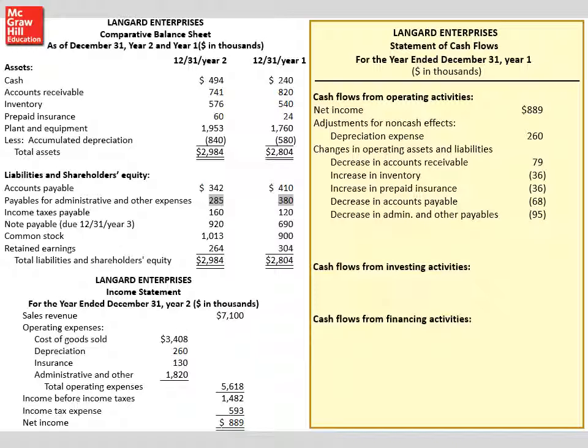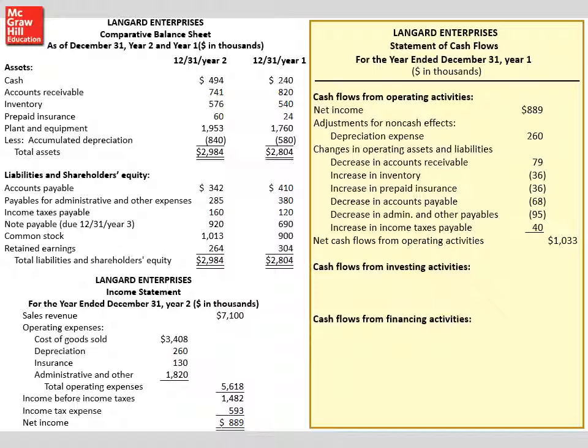Income taxes increased, so we paid less in income taxes, so that increases our cash by 40. And the note payable is considered a long-term item because it is due in year 3. So we've accounted for all of the operating assets and liabilities. So we will net all those dollar amounts together to get operating cash flows, $1,033.